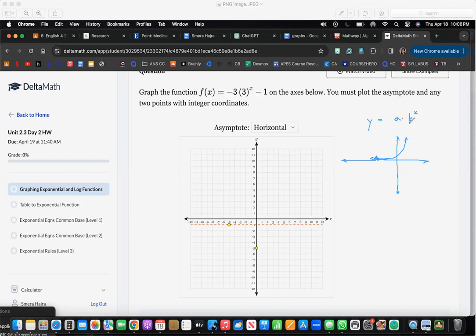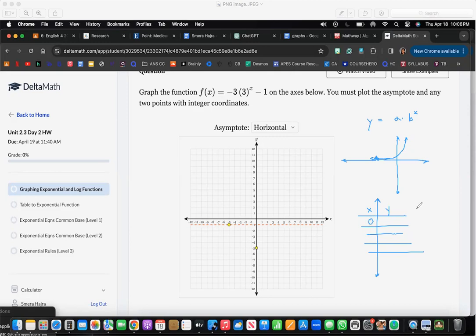You can approach these by taking this particular graph and doing transformations, or coming up with a set of points that makes sense. I prefer the set of points just because I think it's quicker and less thinking about what moves around. So I'm going to make an XY chart right here. You want to plug in points that are going to make things easy. One of the things in exponential graphs that makes it easy is zero.